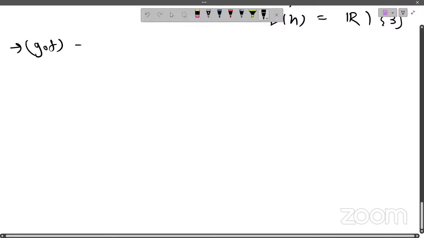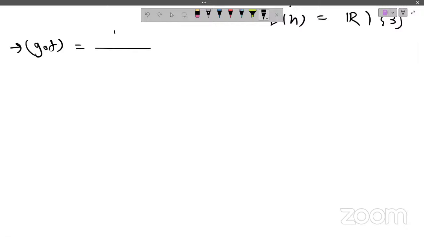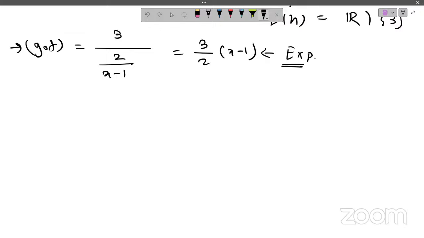G composite f. So it is 3 upon what is our f? Our f is 2 upon x minus 1, right? So it is 3 by 2 of x minus 1. This is your g composite f. This is just an expression. Don't go for the domain with the help of this expression.